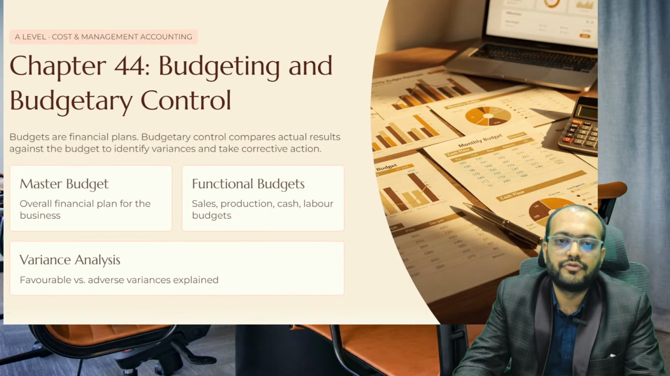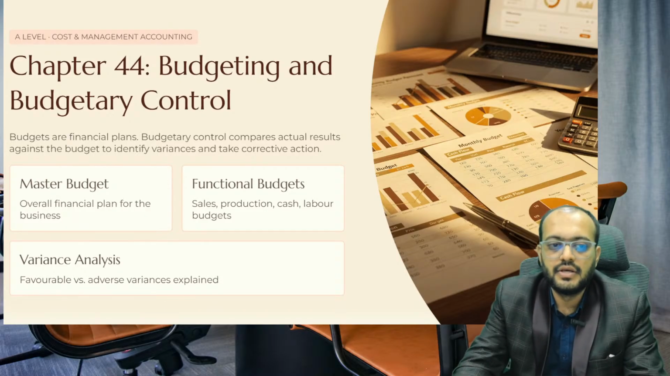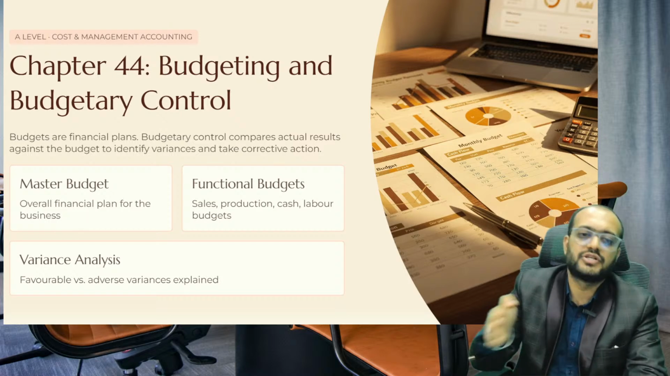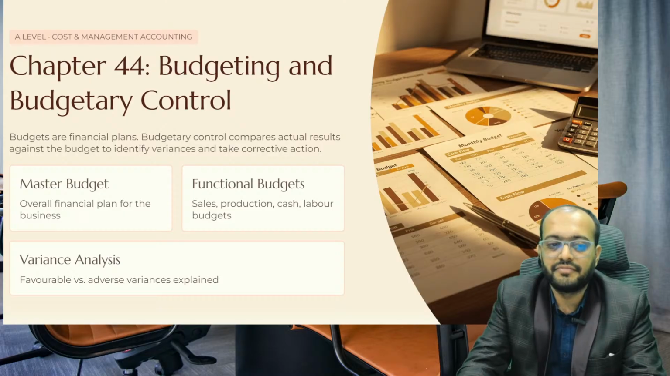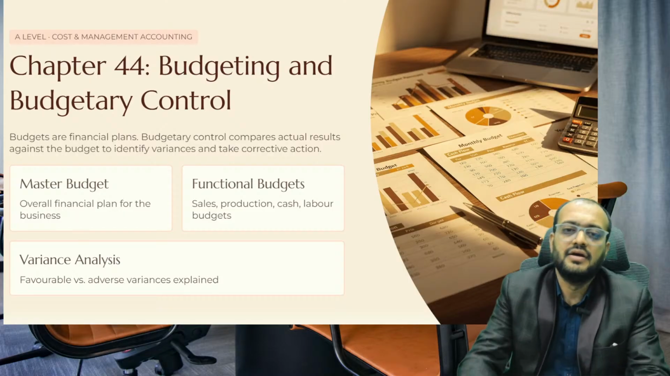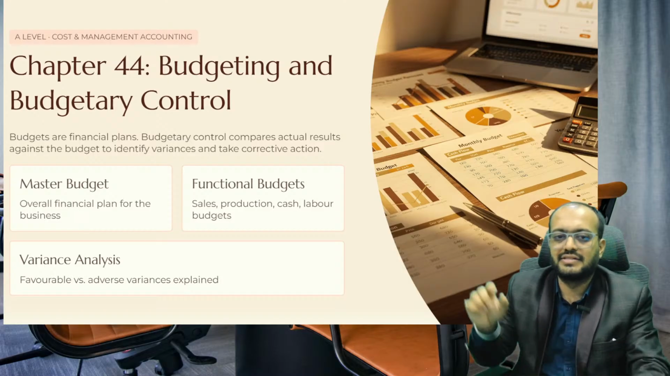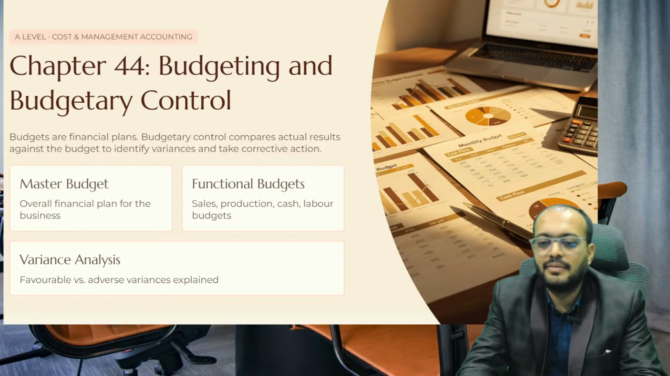Next is chapter number 44, budgeting and budgetary control. In business, we have to prepare a budget for the next month, six months, or a year. So we have to prepare the master budget. Then according to functions, we are expected to prepare functional budgets. After preparing the budget, it is also important to compare the budgeted figures and actual figures, that is variance analysis, where we come to know whether our budget was true or not.